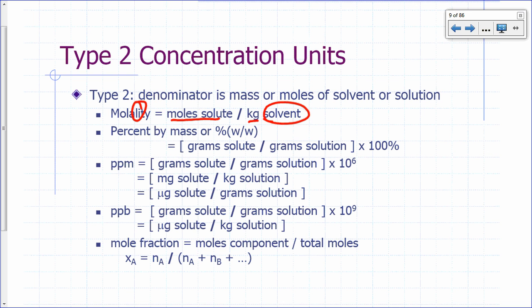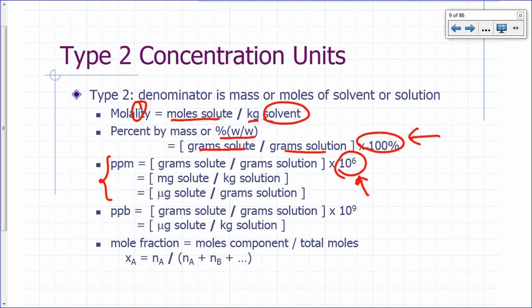Percent by mass, or percent by weight, is defined as gram solute over gram solution. So the mass of solute is a percentage of the total mass of the solution. So you can multiply that by 100%. Parts per million is basically the same thing, similar to percent by mass, except that it is multiplied by 10 to the 6th. Okay, so it's a fraction, the amount of solute as a fraction of the total mass of the solution expressed as parts per million. Okay, 10 to the 6 is 1 million.